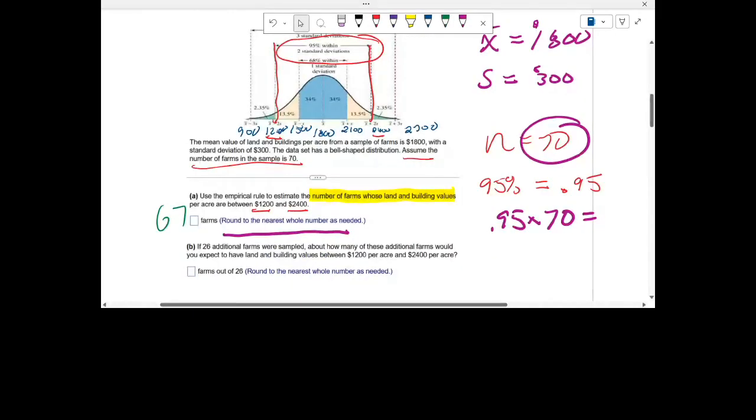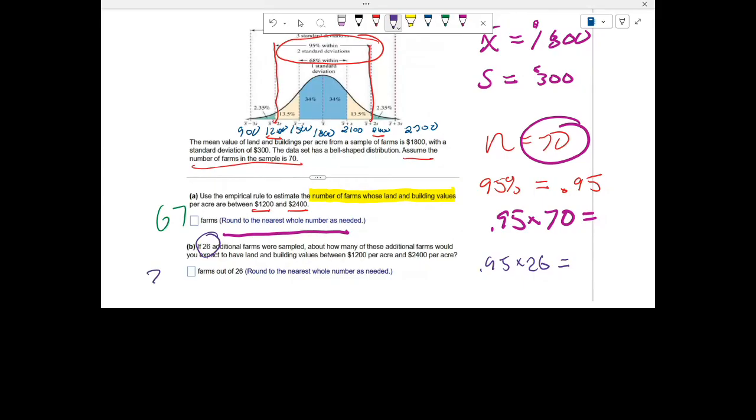Now let's take a look at part B. Part B says, if 26 additional farms were sampled, how many of those farms would have landed in that same range? So now we're looking at 26 additional farms. I'm going to do the same thing: 0.95 times 26. What number are you coming up with? If you round it, what do you come up with?